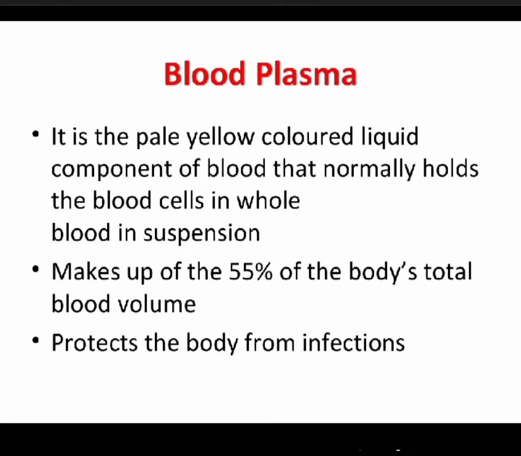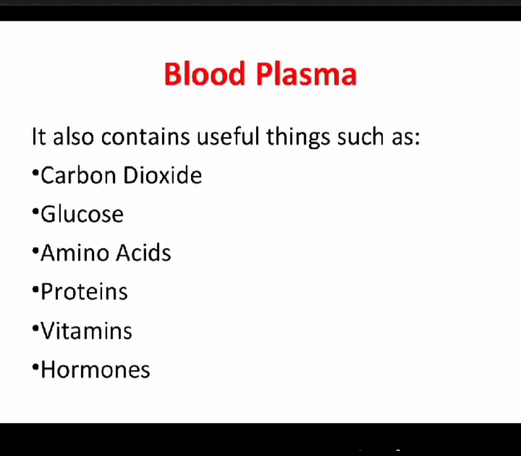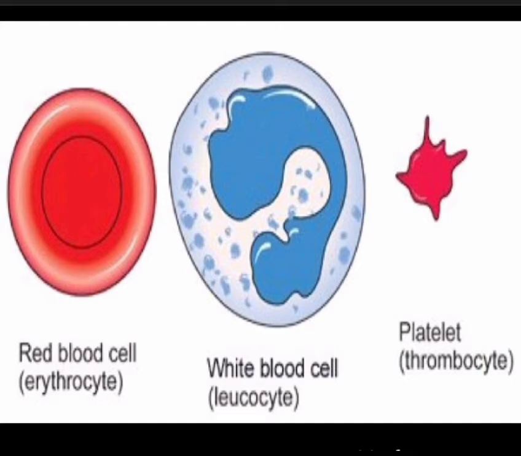Now, blood plasma. When you say blood plasma, it is a pale yellowish color liquid, and it is part of the blood, and it holds the blood cells in suspension. Now, it protects the body from what we call infections. Okay, there are various infections that it protects us from. Now, the blood plasma contains useful things such as carbon dioxide, glucose, amino acid, protein, vitamins, and then hormones. Okay, so let's keep that in mind.